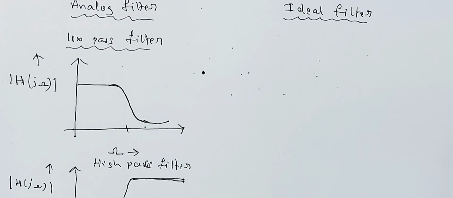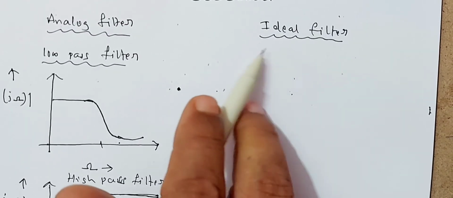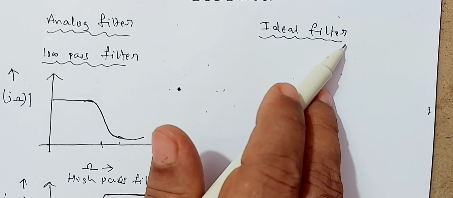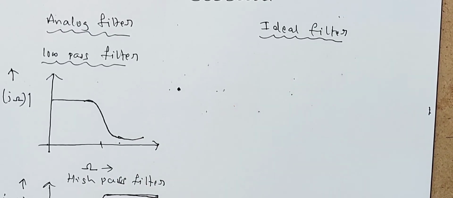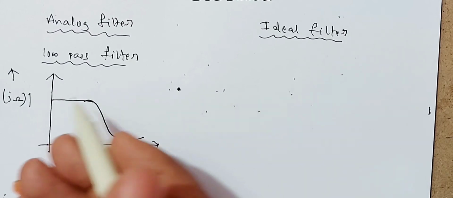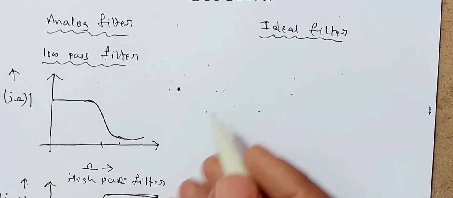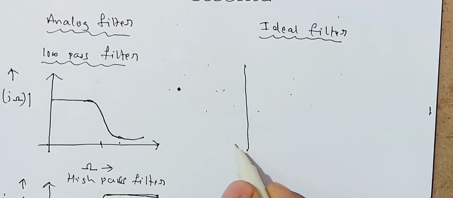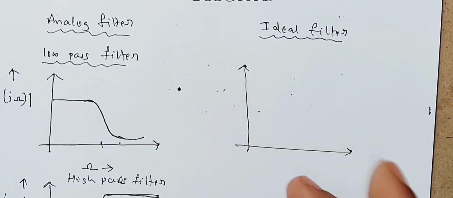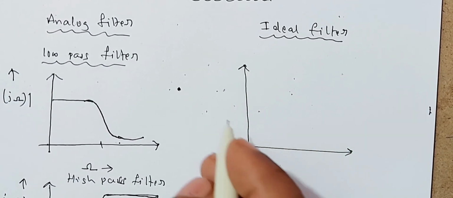What we expect is that the output voltage should be allowed up to a certain specified frequency and after that it should be stopped. That is our expectation. So the expected behavior of the filter is called the ideal filter. Now I will write the ideal filter here, in comparison with the analog filter. First I will write the low pass filter here. It is our expected value, not the actual value.